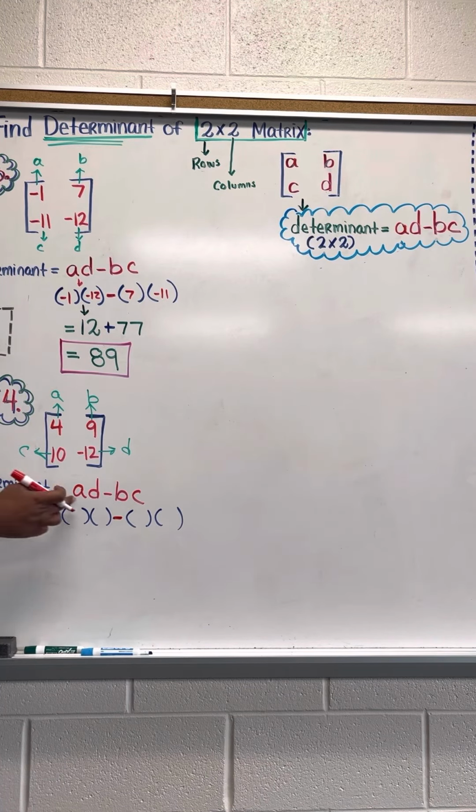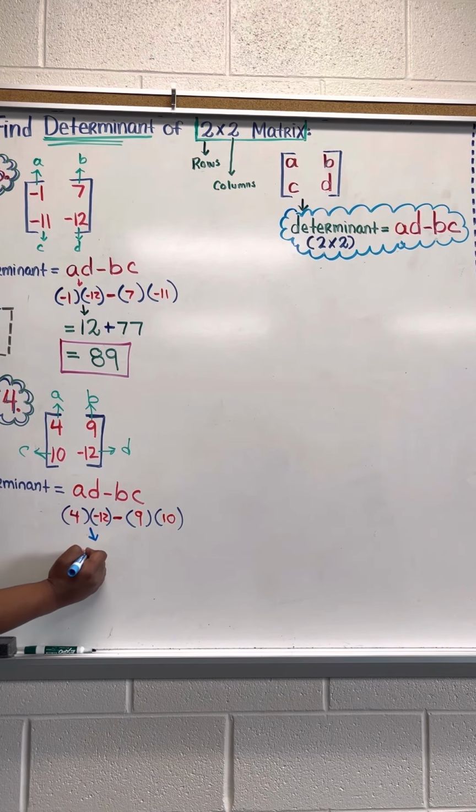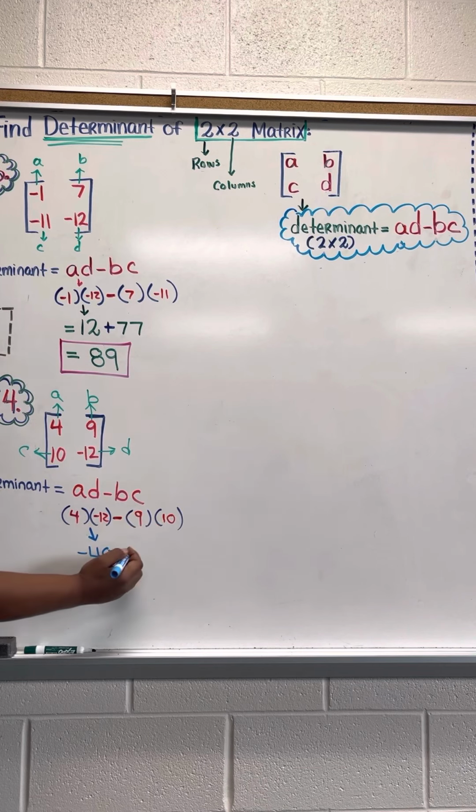All right, so once again, A is 4, so I'm gonna plug in 4 where A goes. D is -12, B is 9, C is 10. All right, so let's go ahead and multiply. I have 4 times -12, which is a -48, and I have a -9, you might as well say that's -9 times 10, which is a -90.